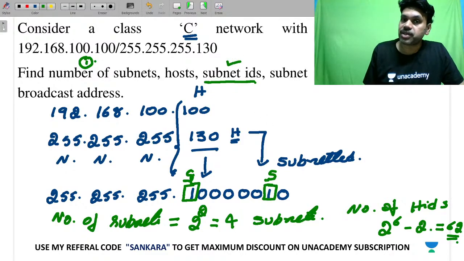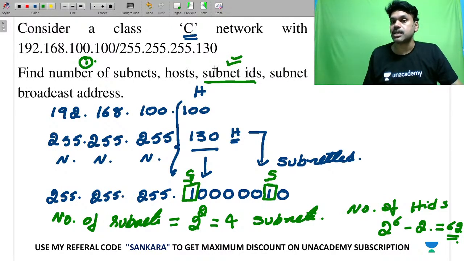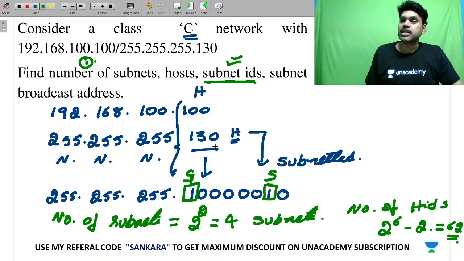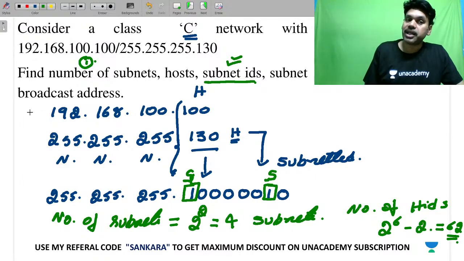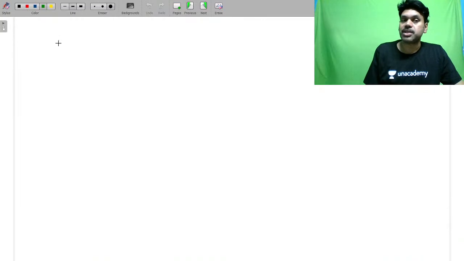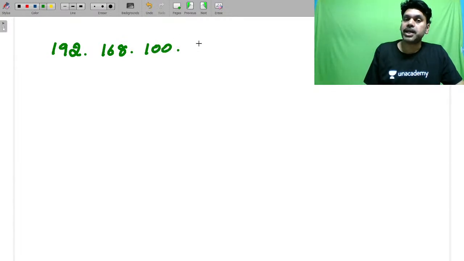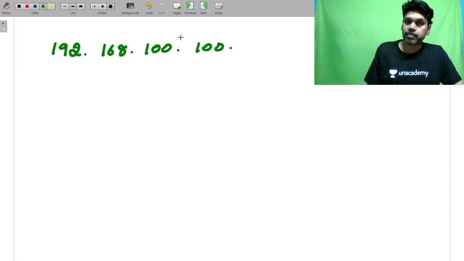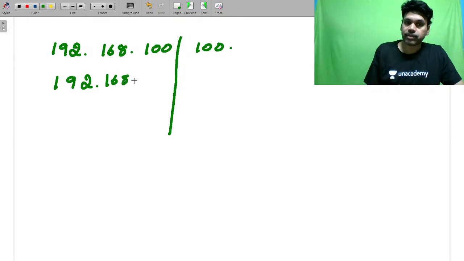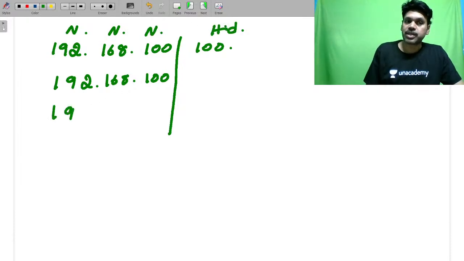This is the crucial question. He asked you the subnet IDs and the subnet broadcast addresses. So I'm going to write the subnet IDs. Take the given IP. What is your given IP? 192.168.100.100. We are going to drop the first 3 octets as they are, since they belong to NID. This is your HID. I am asking for 4 subnets, so 4 times I am writing it.